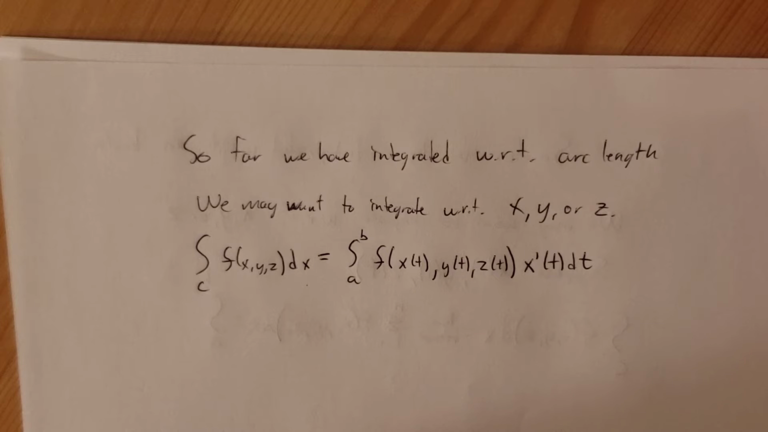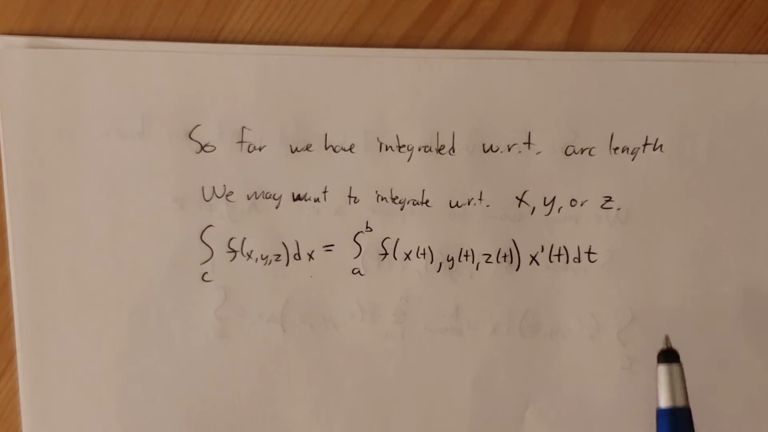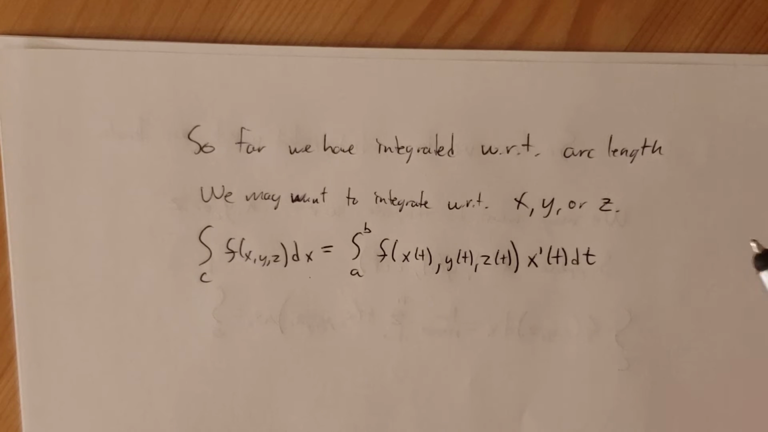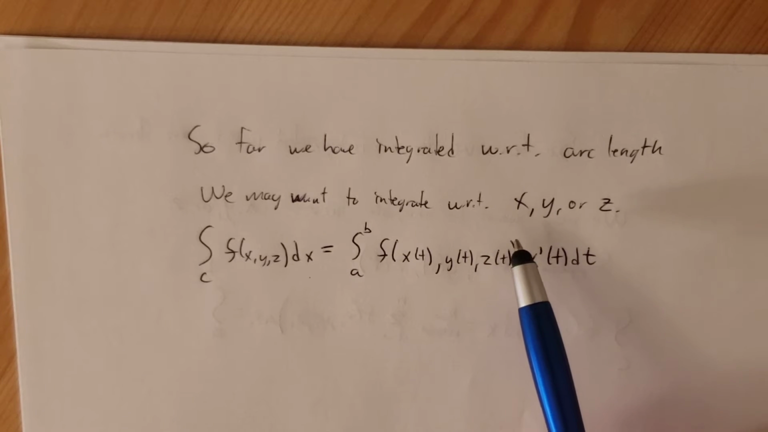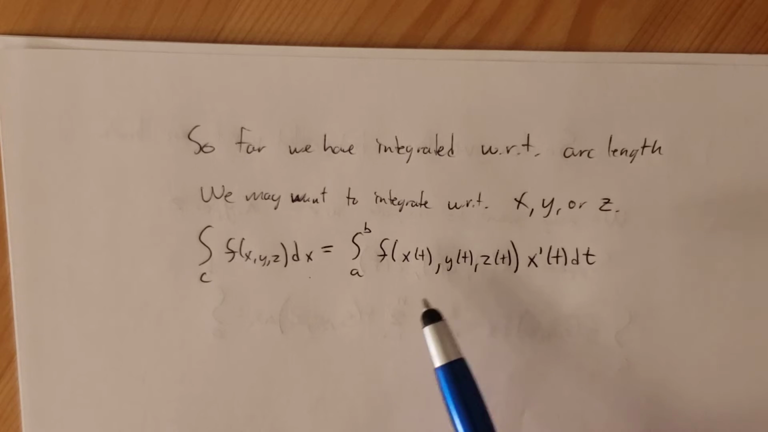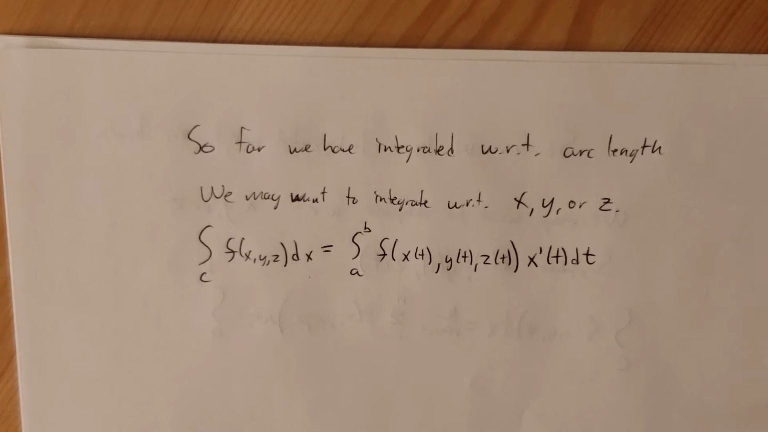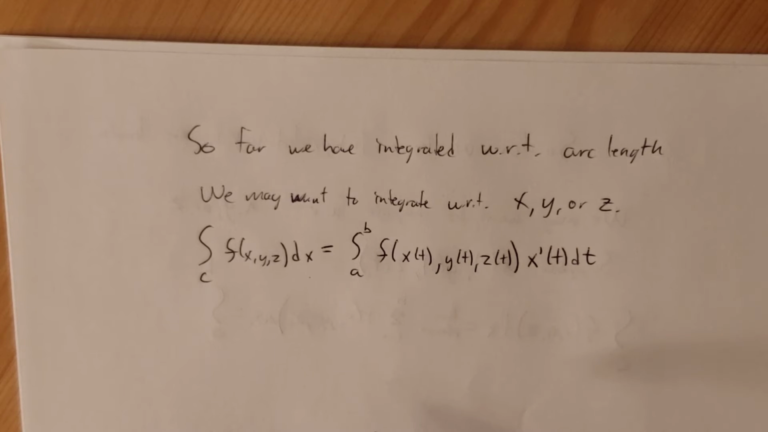Again, we'll see a little later on why this might be useful, but for now, this is how we're going to calculate that. We get something very similar if we want to integrate with respect to y or z. How do we do this? We have some curve C that we parameterize, writing x, y, and z as functions of t. Then we plug our x, y, and z in terms of t into our function f, and the dx becomes x prime dt.